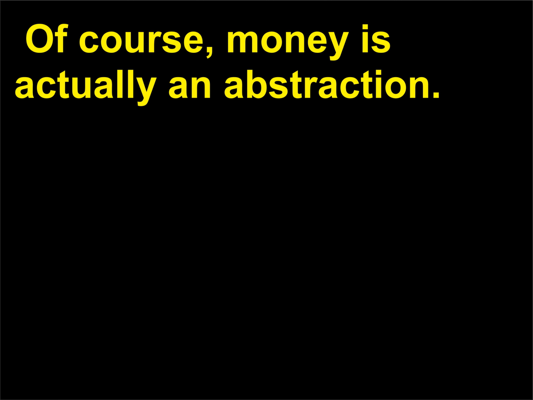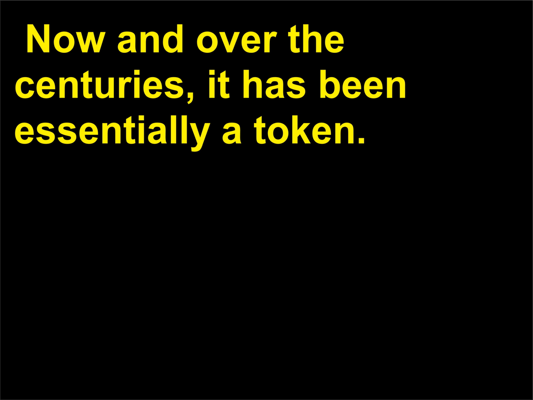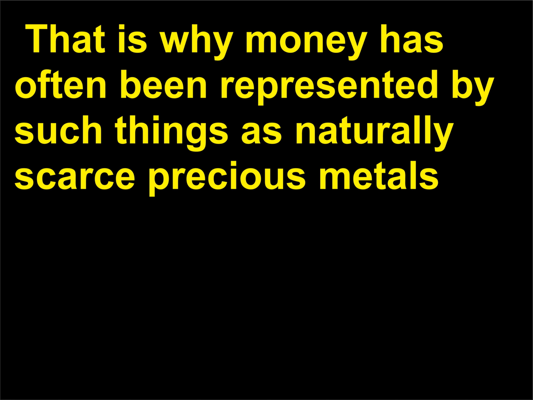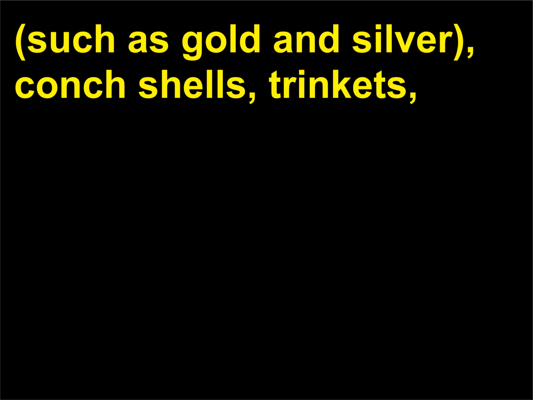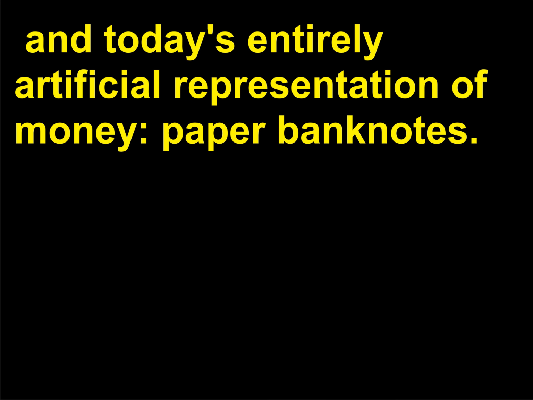Of course, money is actually an abstraction. Now and over the centuries, it has been essentially a token. That is why money has often been represented by such things as naturally scarce precious metals, such as gold and silver, conch shells, trinkets, and today's entirely artificial representation of money, paper banknotes.